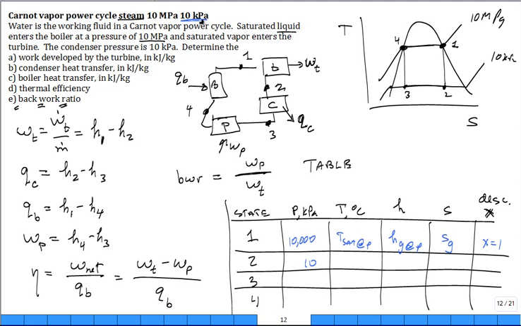All right, so now if it's at that, what is the temperature? It's the saturation temperature at that pressure, whatever it is at that 10 kilopascal. And then what about the enthalpy? What about the entropy?